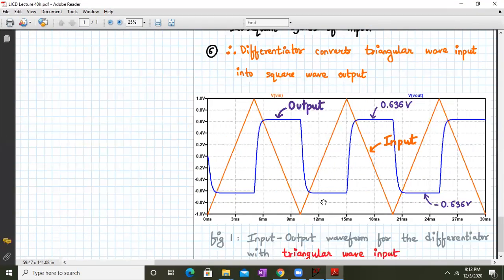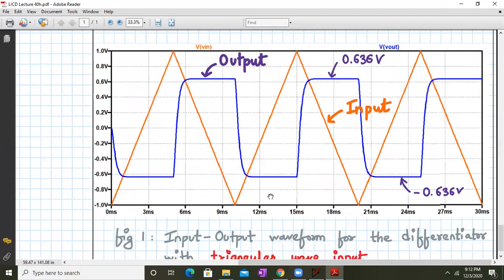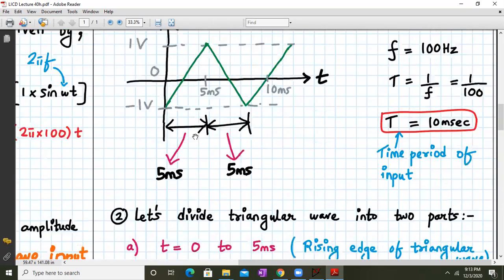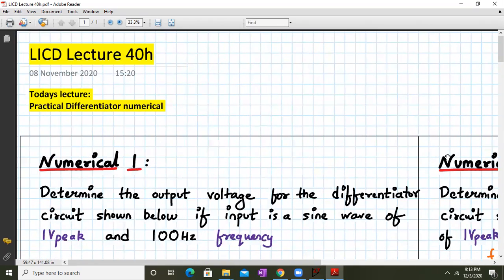So from this we can see clearly that the output is a square wave if the input is a triangular wave for a practical differentiator circuit, and the values are also quite matching. It's around 0.636 volts, and the negative peak of the square wave is minus 0.636. So these are my input output waveforms for a differentiator when a triangular wave input is applied. So that's it for this lecture. We have completed the two numericals for a practical differentiator circuit.